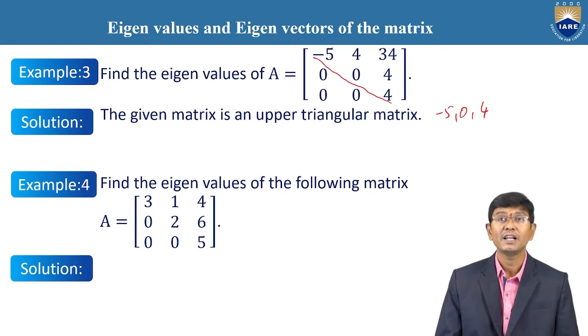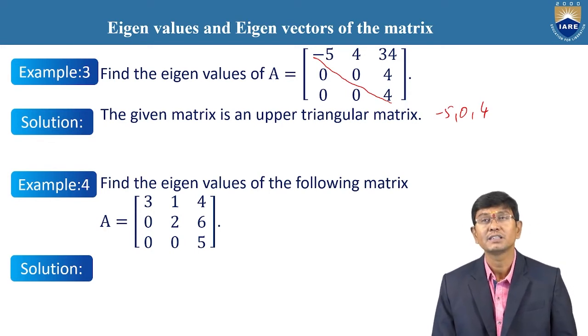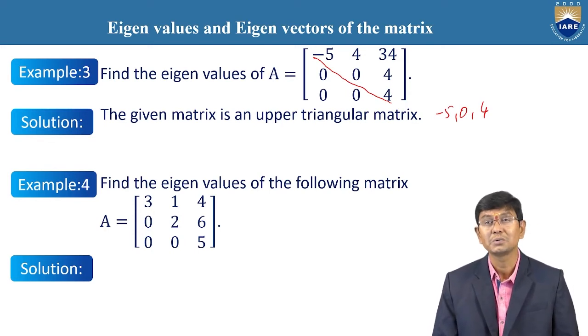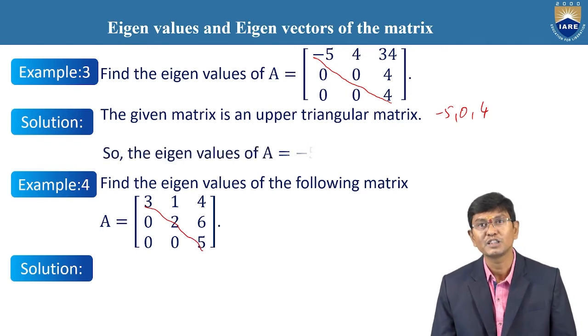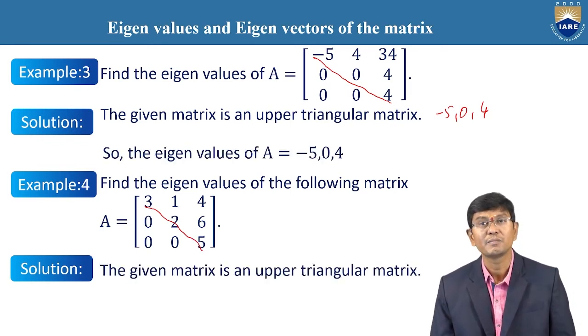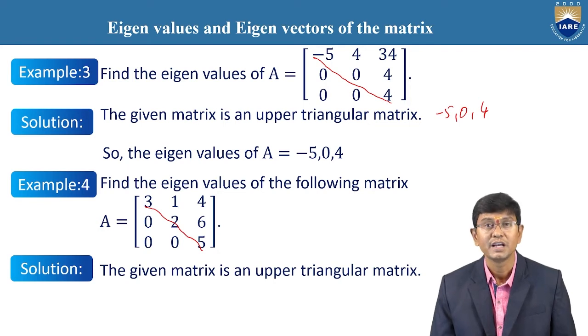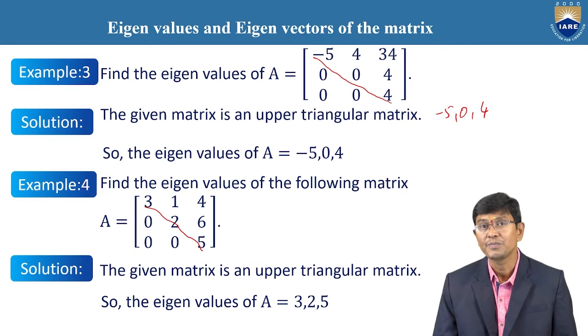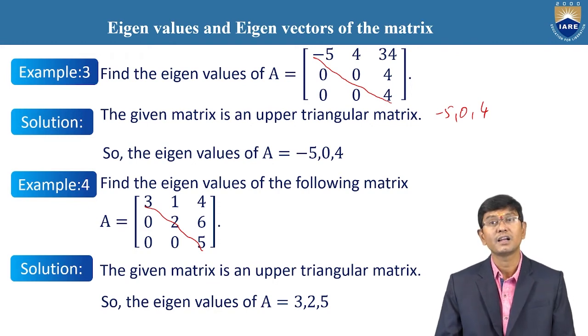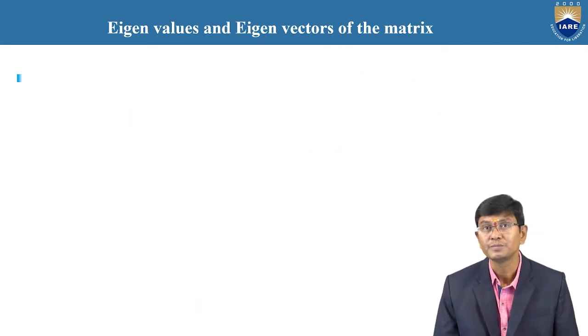And similarly, find the eigenvalues of the following matrix A, with rows 3, 1, 4; 0, 2, 6; 0, 0, 5. Here also, the given matrix is an upper triangular matrix. Therefore, by using the properties of an upper triangular matrix, the eigenvalues of the given matrix are the diagonal elements. Here also, the diagonal elements are 3, 2, 5. Therefore, the eigenvalues are 3, 2, 5 only.